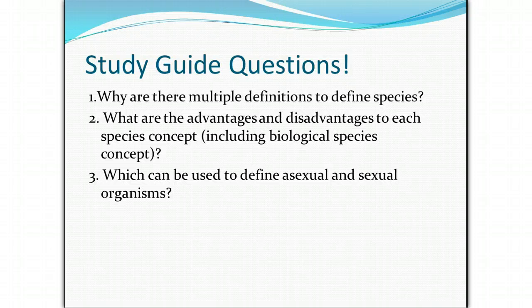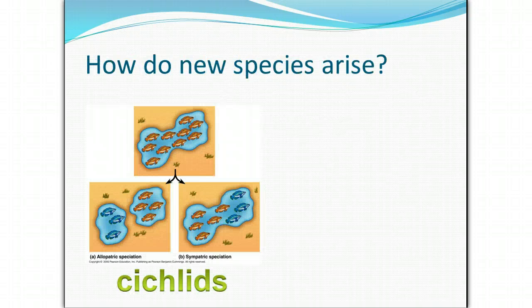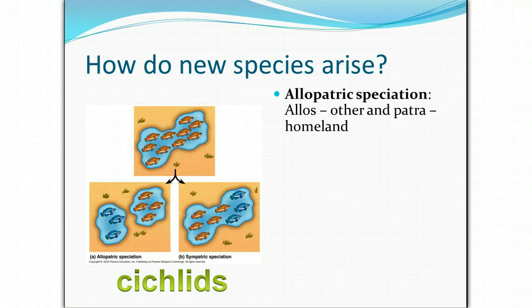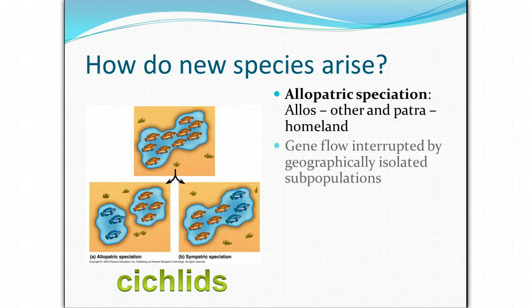Alrighty, moving on. We've talked about speciation, we've talked about what species are, so let's get into it. How do new species arise? There are two main mechanisms. One is called allopatric speciation, and this derives from the Greek prefix allos meaning other and patra meaning homeland. So it's basically geographic isolation.